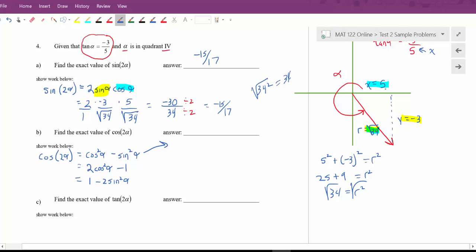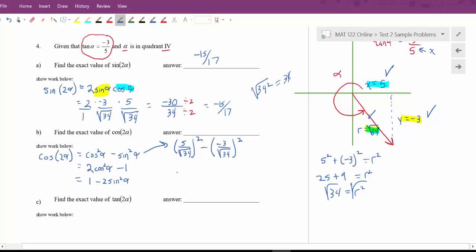So if you go to our diagram, the cosine is x over r. So that's going to be 5 over the square root of 34 squared. Then we're going to do the sine of alpha, which is y over r. So that's going to be negative 3 over root 34 squared. And keep in mind, any of these 3 forms of this identity work. It's just take your pick.